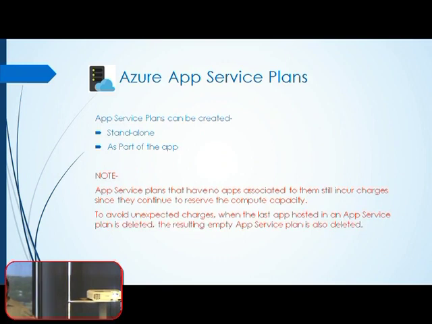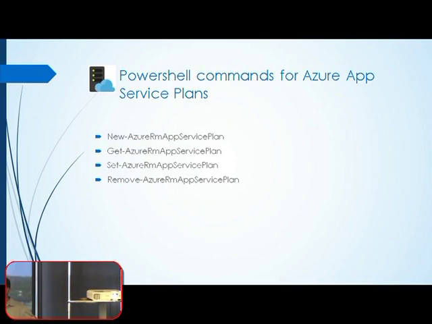As I said, we can create an app service plan standalone without creating an app inside it, or we can create it as part of an application also. But the point to be noted here is that even if we don't have an app within an app service plan, there are compute resources which are locked under that plan, and Microsoft keeps billing us for that. So it's in our best interest, if we don't have any app running in our app service plan, to go ahead and delete that app service plan to avoid any unexpected charges.